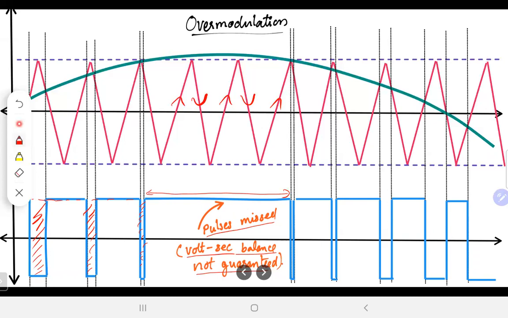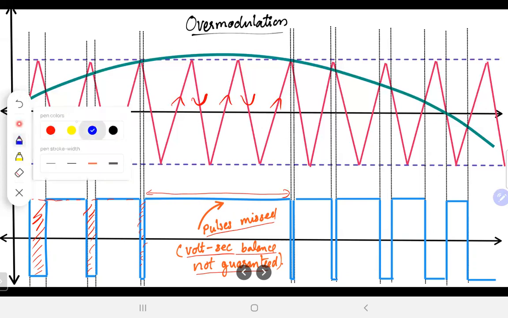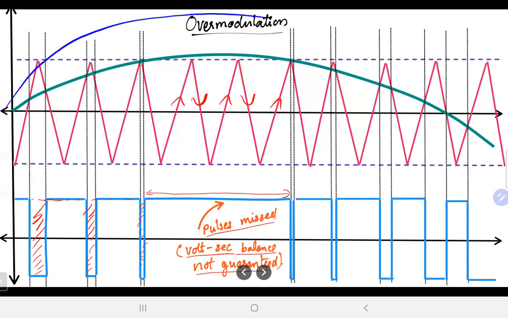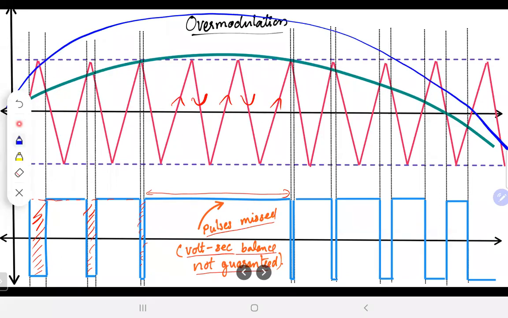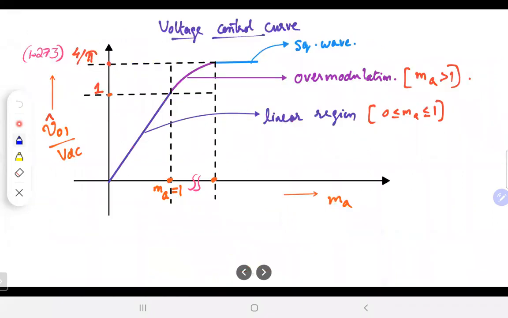So more and more pulses would start to be missed. If we choose this to be larger like this, then I miss more and more pulses, because this is the only switching which will happen here, and here again is the next switching. So until this entire region, you don't have any switching. This is the situation where you definitely get more and more fundamental, but you would lose the control over the harmonics. So this is called the overmodulation region.